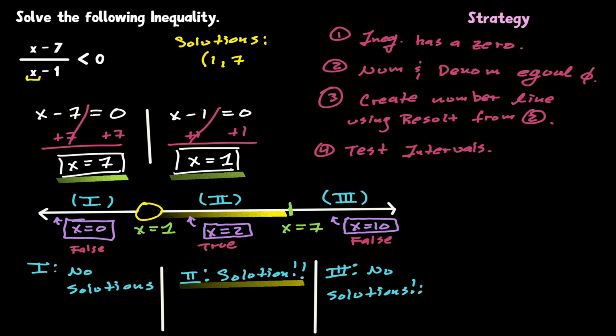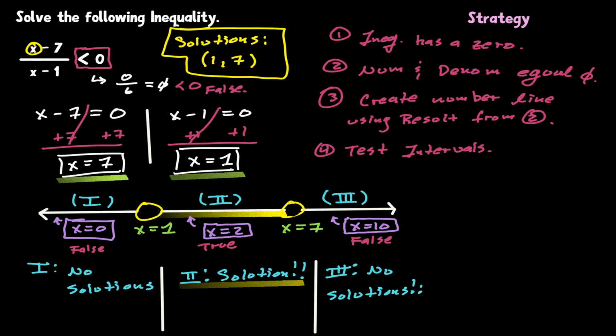And now let's take a look at the other endpoint, the value of 7. Is it okay for us to use the value of 7? Notice that when we plug it into the numerator, here we're going to get 0 divided by 6, which is 0. But notice that we were just looking for those values that were strictly less than 0, not equivalent. So because here we got a false statement, then we cannot consider the value of 7 as part of my solution, and we're going to also represent it with an open parenthesis. So we are done. Choose any value between 1 and 7, and we're always going to get a true statement.